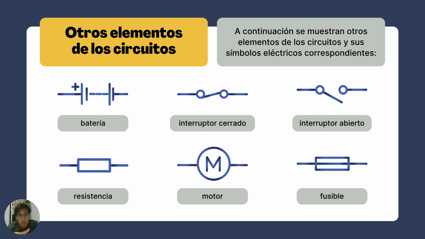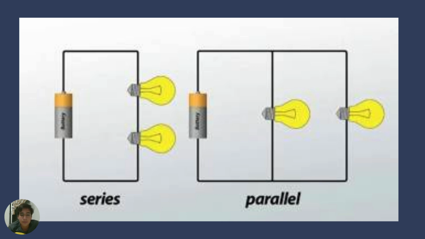Another element is the load, and this is the device that consumes electrical energy and transforms it into something else, like a motor or a resistor. And the switch is just the control mechanism used to open or close the circuit, basically turning the system on or off. These are in this picture.